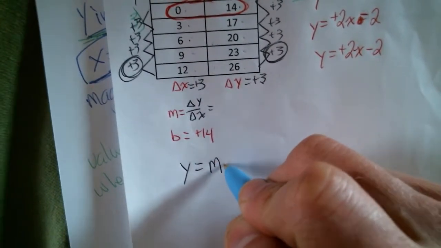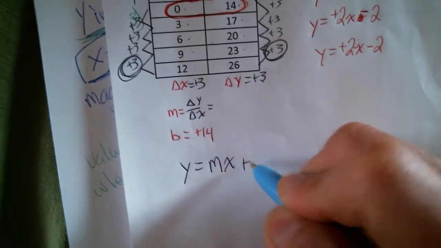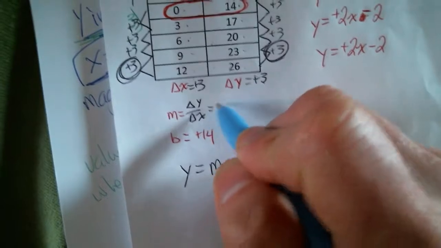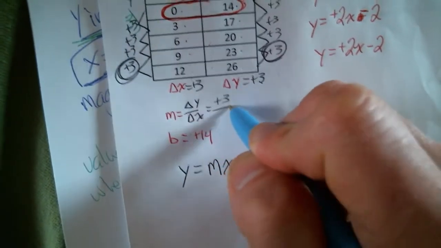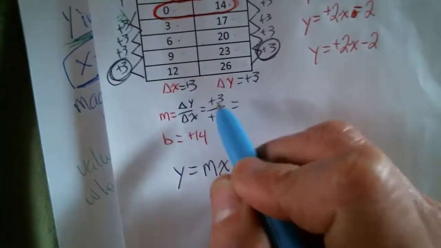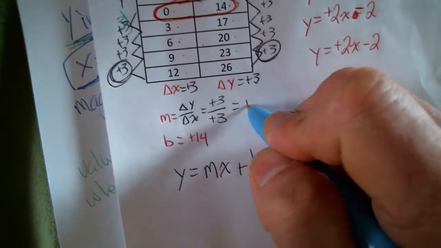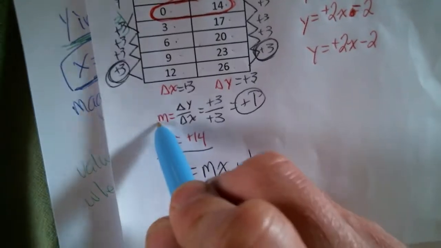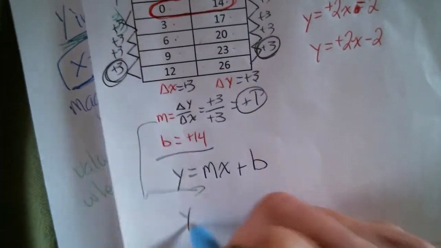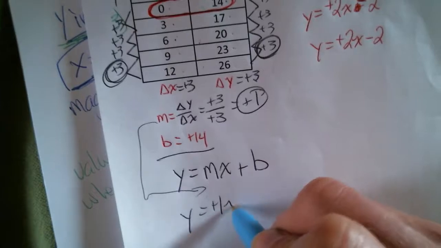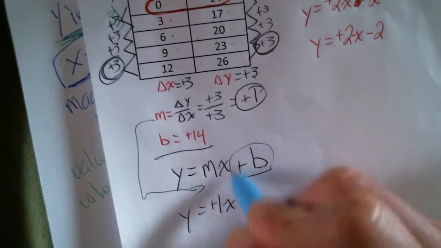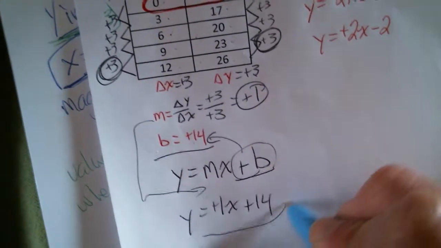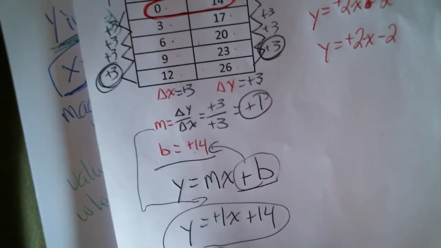M x, say it, plus b. Excellent. Here's my m. We never solved for m. What is m? Delta y is positive 3 divided by positive 3. What is 3 divided by 3? Positive 1. Very good. I have my b, I have my m. We take the m, stick it in. Y equals positive 1x. B is right here. It's going to be plus 14. Circle your answer. You're done, done.